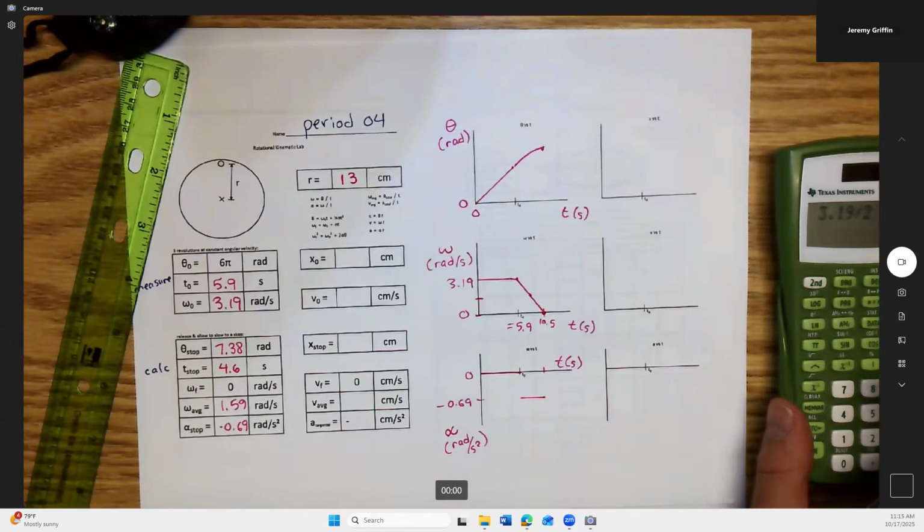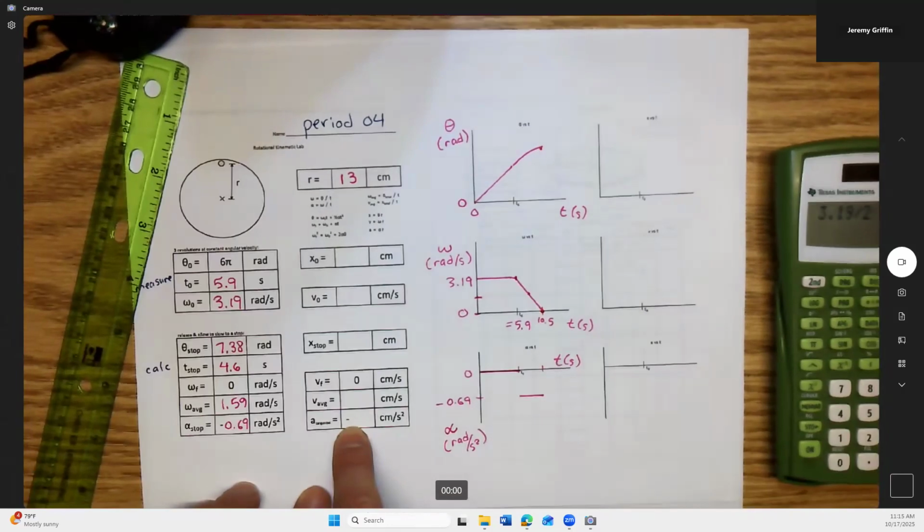You guys good? Yeah, with that rate. Okay. Right, now, how about all these linear boxes here?